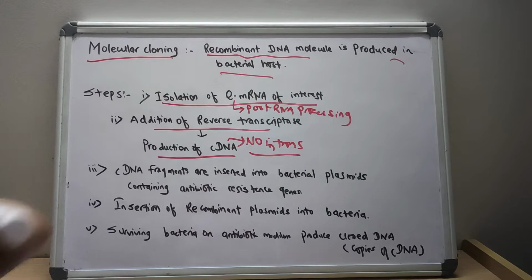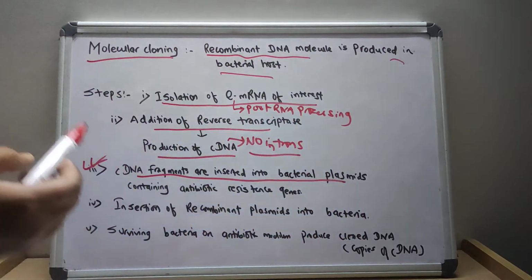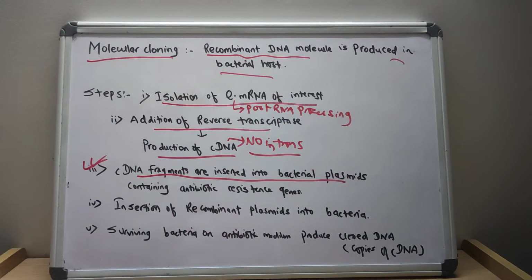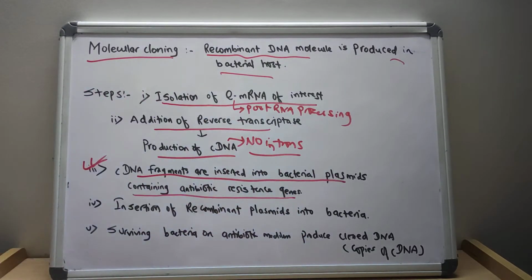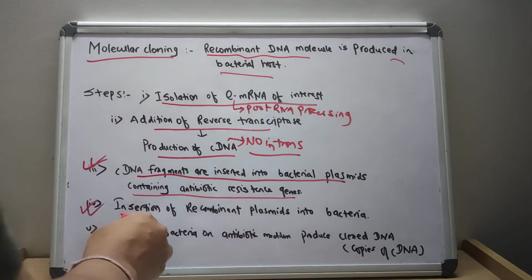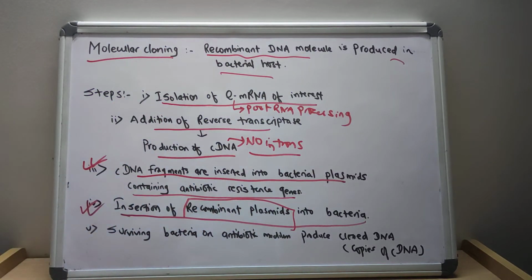Then what happens in the next step? The complementary DNA fragments are inserted into the bacterial plasmids that contain the antibiotic resistance genes. Another step, after we insert the complementary DNA into the bacterial plasmids containing antibiotic resistance genes, there is insertion of the recombinant plasmid into the bacteria.